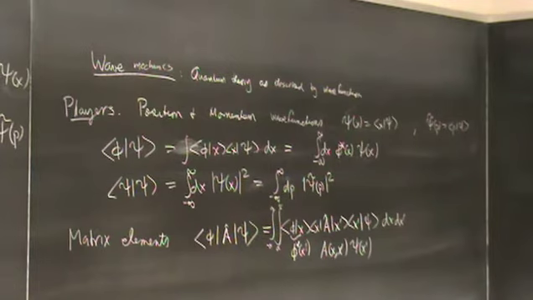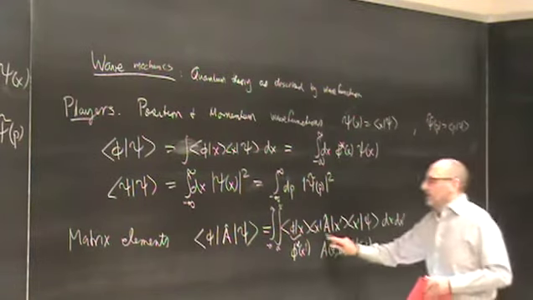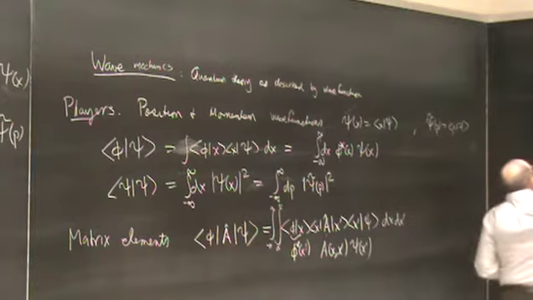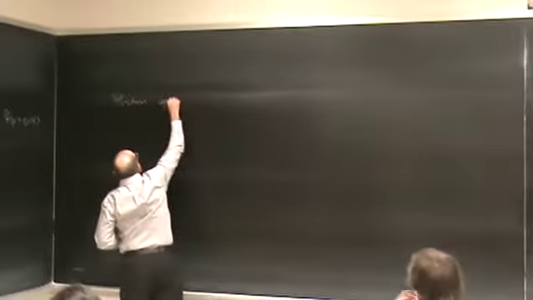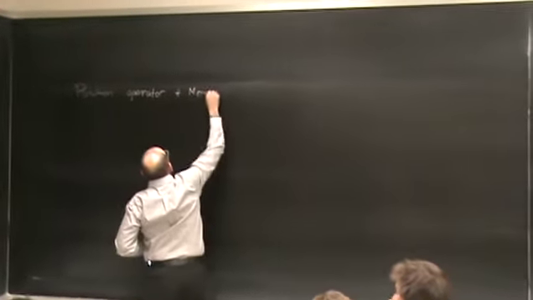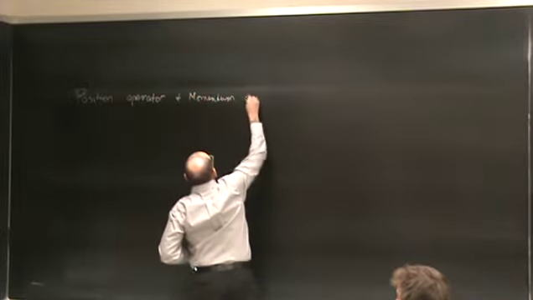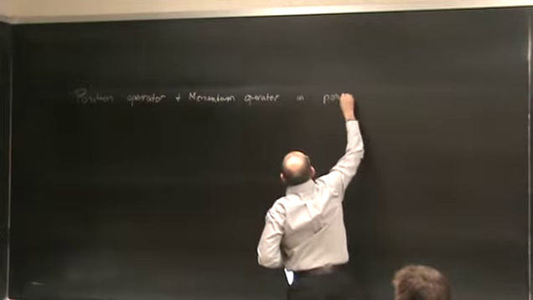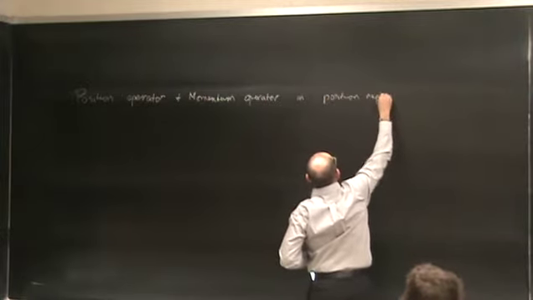Now, what about those observables in position representation and momentum representation? We haven't talked about that. Let's do that. Let's talk about the position operator and momentum operator. In position representation, that's to say on wave functions.